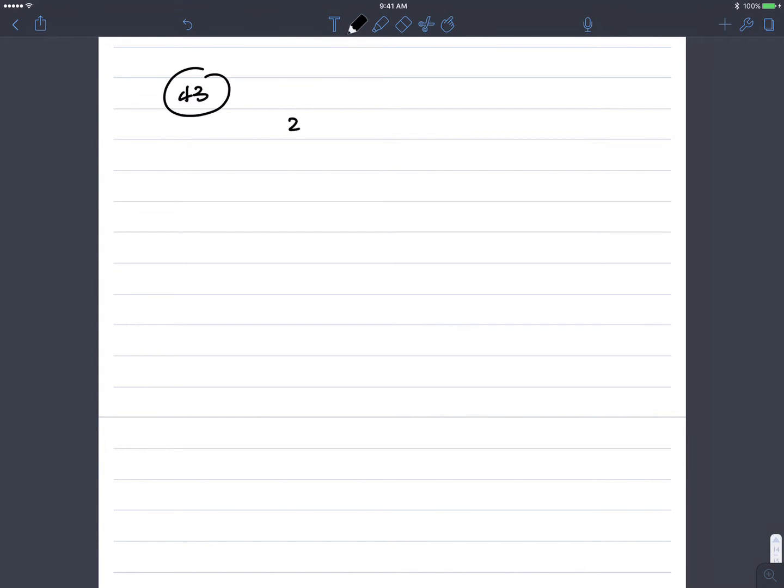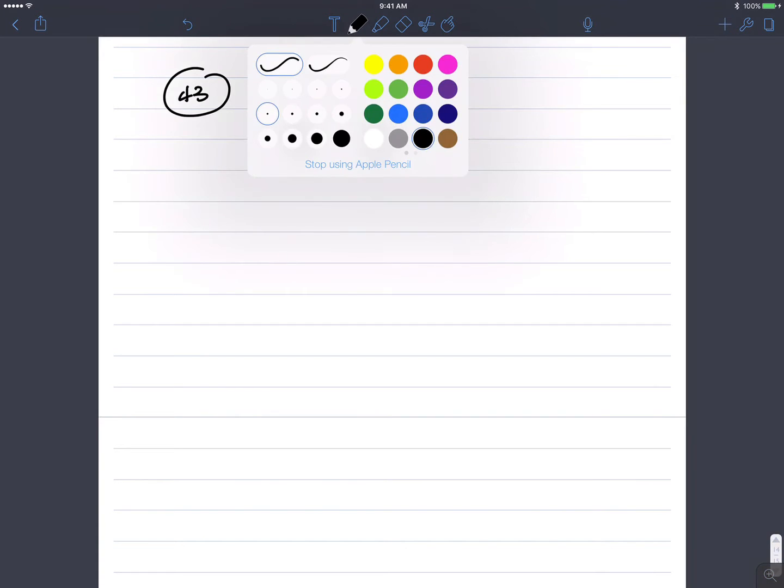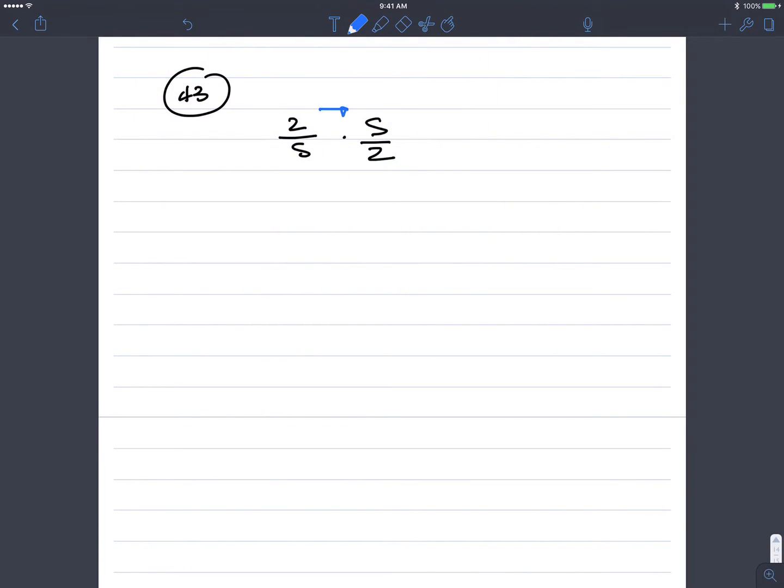43. 2/5 times 5/2. Remember, reciprocals. You multiply fractions horizontally across. This is 10 over 10, or just what? 1.